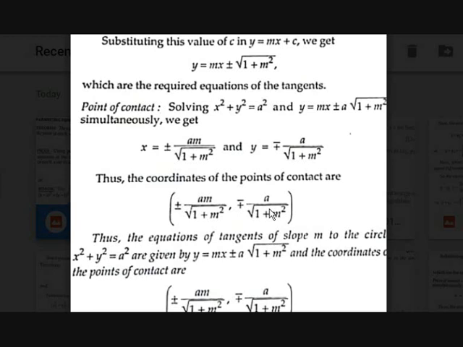The equations of tangents of slope m to the circle x square plus y square is equal to a square are y is equal to mx plus or minus a root 1 plus m square, and the coordinates of the point of contact are plus or minus am by root 1 plus m square, comma, minus or plus a by root 1 plus m square. Now let's see point form. If the point is given, the point of intersection of the tangent on the circle, or point of contact of the tangent.